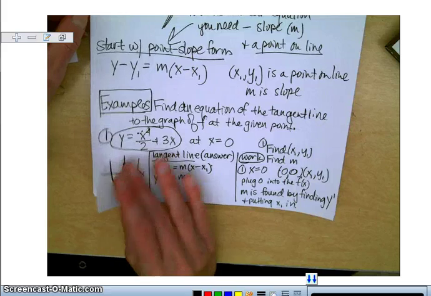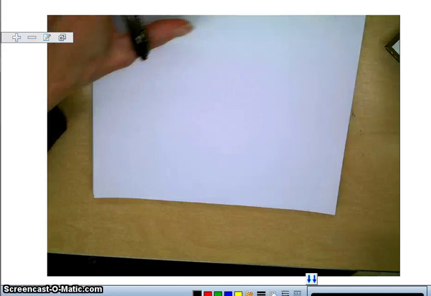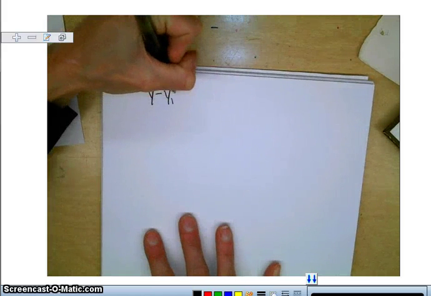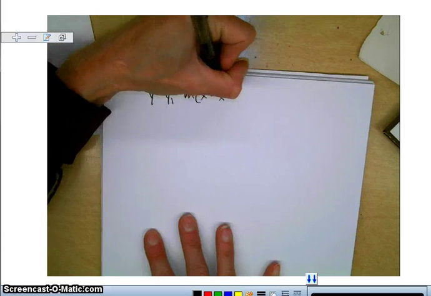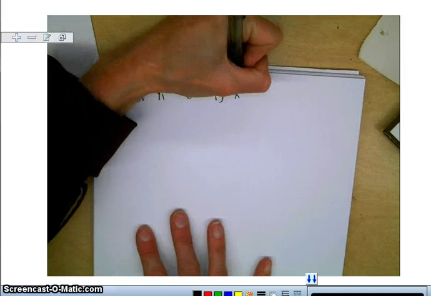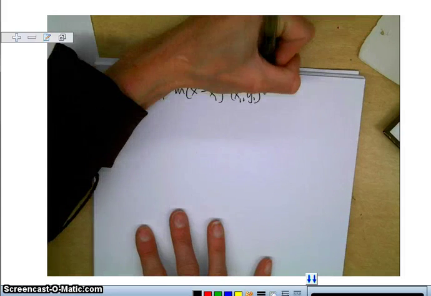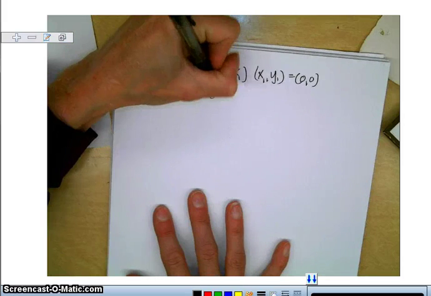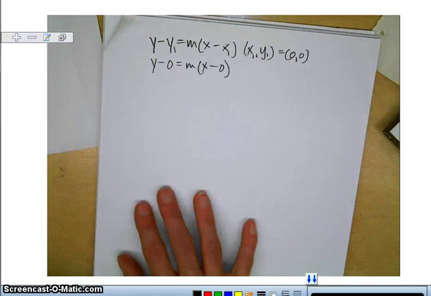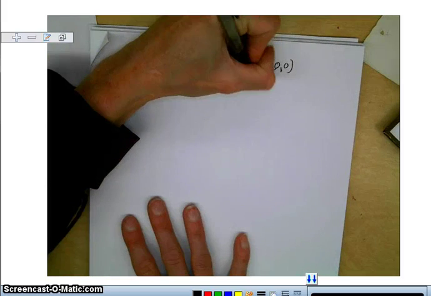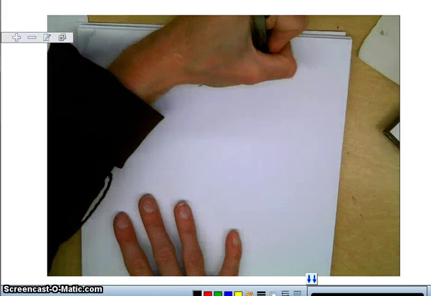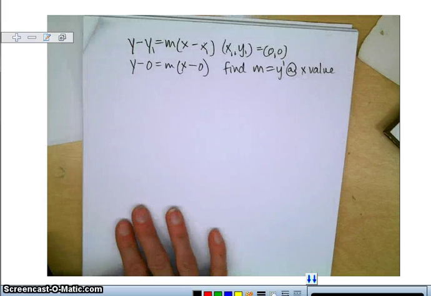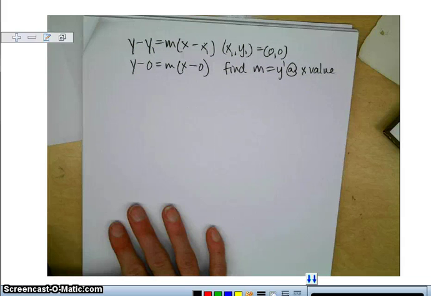Okay, so I'm moving to another piece of paper. I'll recopy some of the things I have here. So we were finding the tangent line, y minus y1 equals m times x minus x1. We found that x1 comma y1 was 0 comma 0, so we plugged it in. You can plug it in if it makes you feel better. And now we're finding m, and m is y prime at the x value. The slope is simply the derivative at the x value they give you.